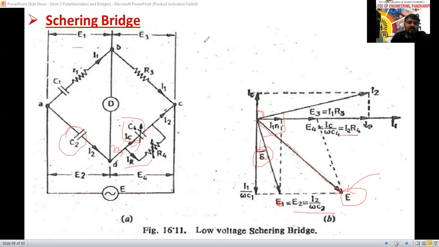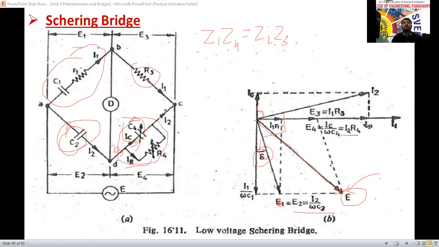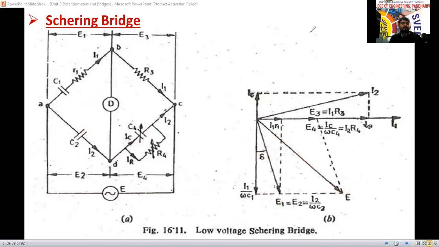We have to prove that Z1 Z4 equals Z2 Z3. Based on that, this is Z1, this is Z2, Z3, and this one is Z4. Z1, Z2, Z3, Z4. Can all of you read the equation? This is the last bridge of the third unit. Anyone of you, write all the equations for Z1, Z2, Z3, Z4. I will ask randomly and you have to tell the answer.